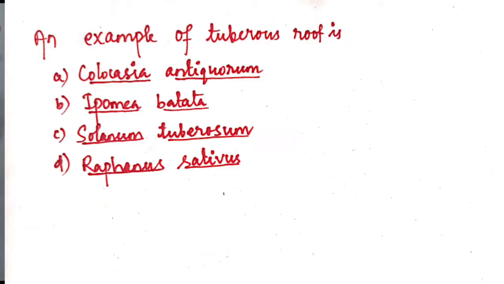The question is, an example of tuberous root is dash. Option A, Colocasia antiquorum. Option B, Ipomoea batatas. Option C, Solanum tuberosum. Option D, Raphanus sativus. Dear students, please give the correct answer of this question after watching this video. If you are not able to give the answer, I will give it at the end of the video.